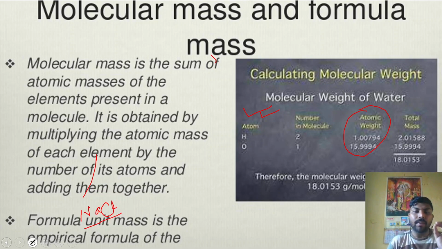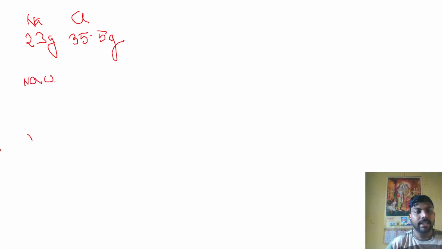So if I talk about the formula mass of sodium chloride, you know that sodium has the value 23 gram. I am just taking the gram molecular mass. For chlorine, already you have learned this, 35.5 gram. So if I ask you the formula mass of sodium chloride, you can easily say that it is nothing but 58.5 gram. So these things you have to understand.